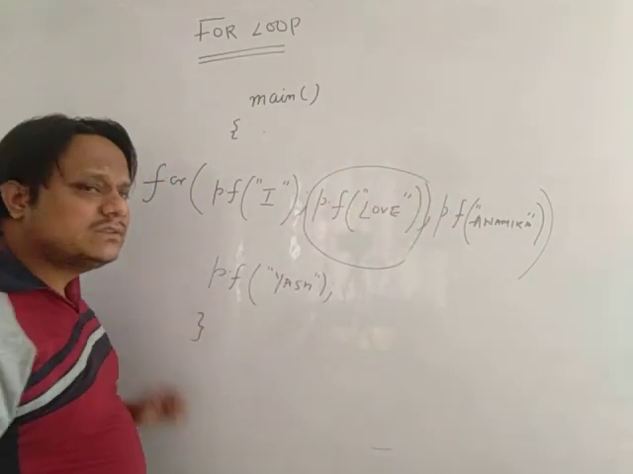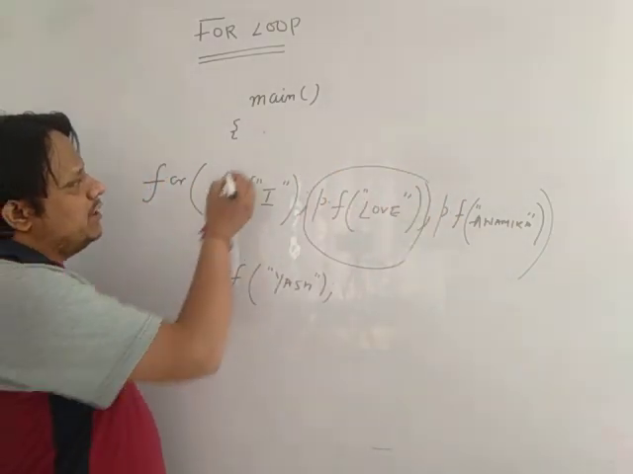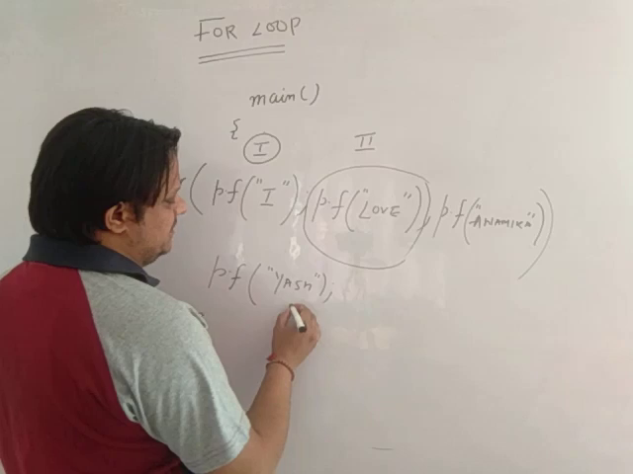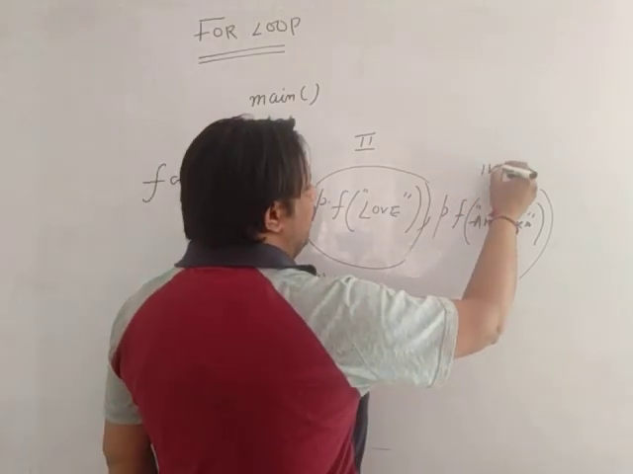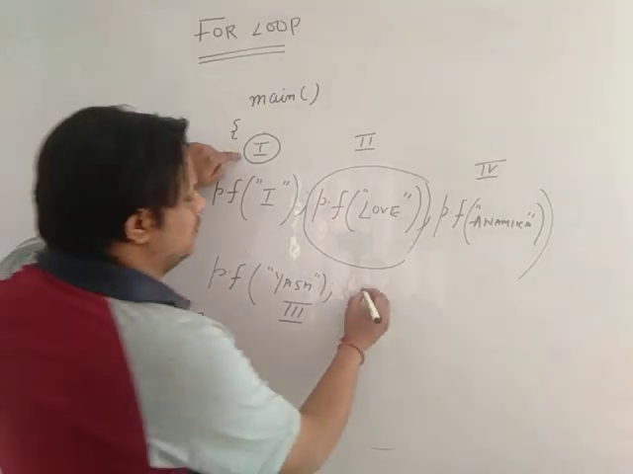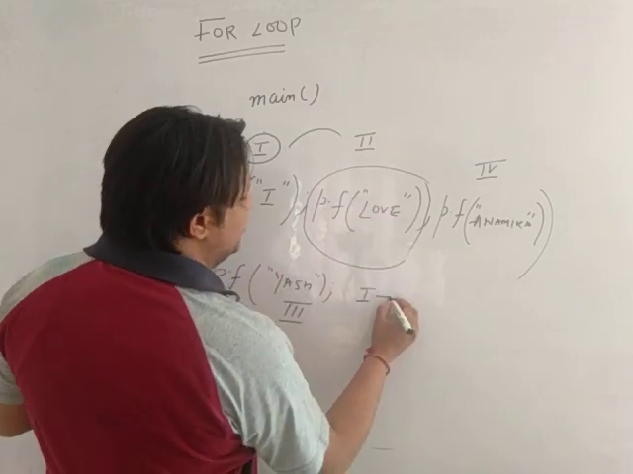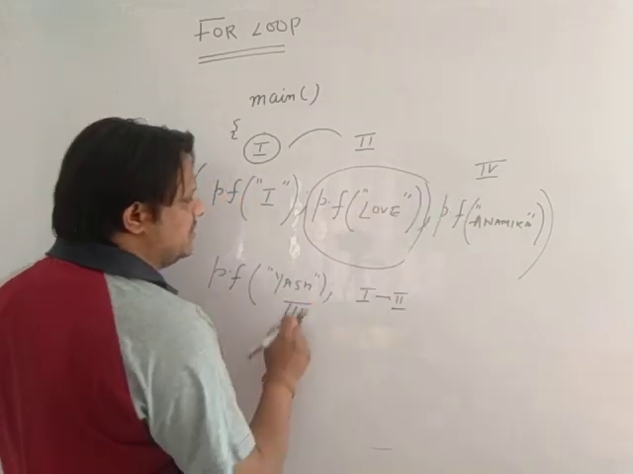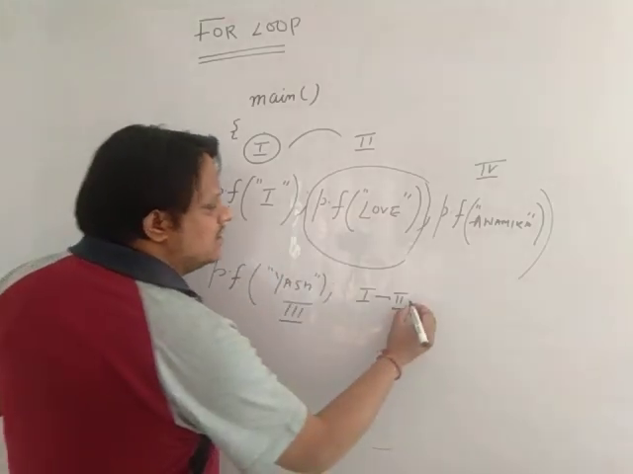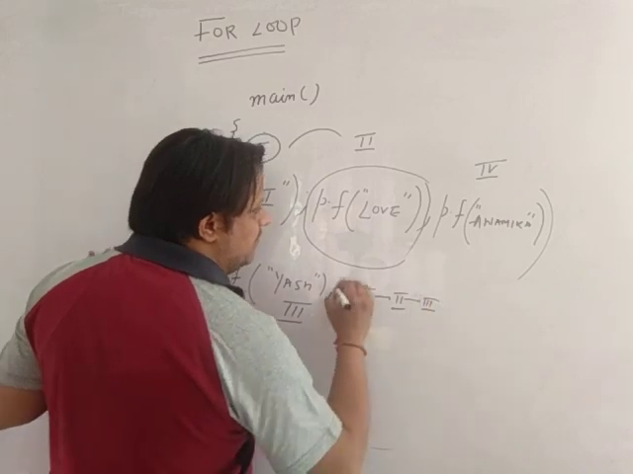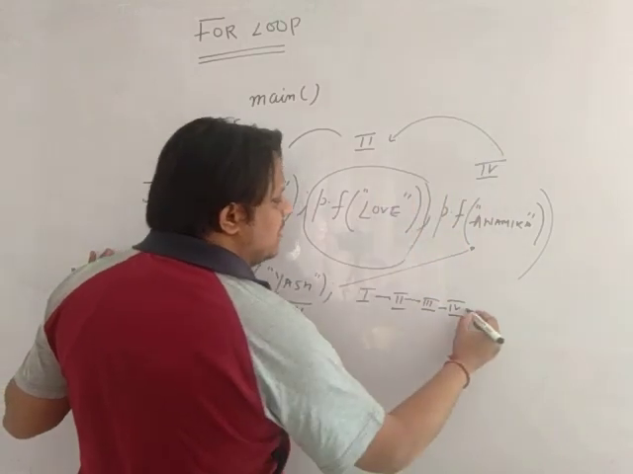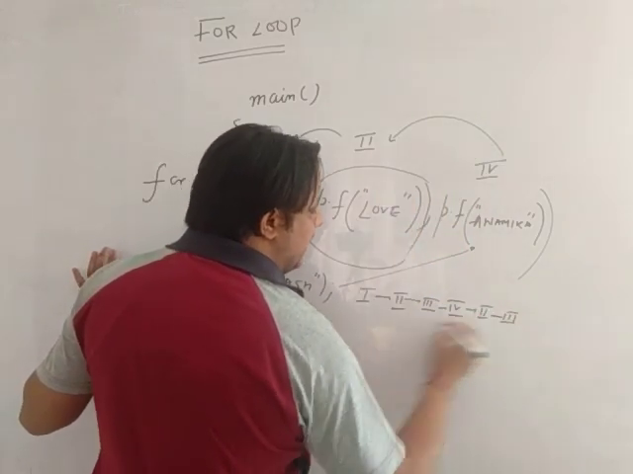Now how does the loop work? If this is my first expression, first statement, this is second, this is third, and this is fourth. First we check the initialization, condition 1. Then we check the testing condition, the second. Once this condition is true, we evaluate the body of the loop, which is printf("Yash"). So first, second, third, and after this we go to the modification, the fourth part, and again we come to second, then third, and then fourth.